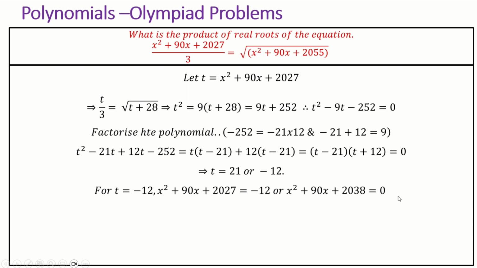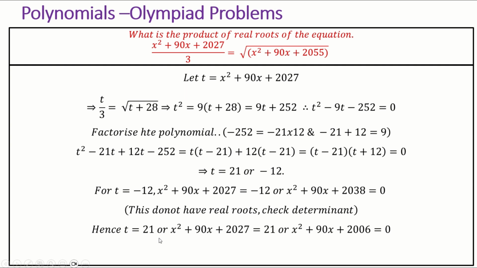If you check the discriminant, you will get a negative value, so it doesn't have a real root. Approximately, 90 square is 8100, and 4 into 2039 will be more than 8100. So b square minus 4ac is negative.